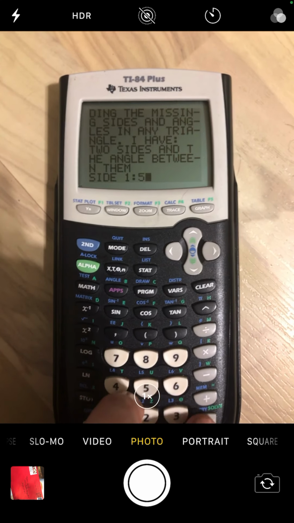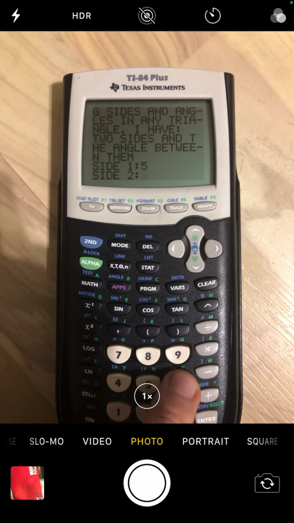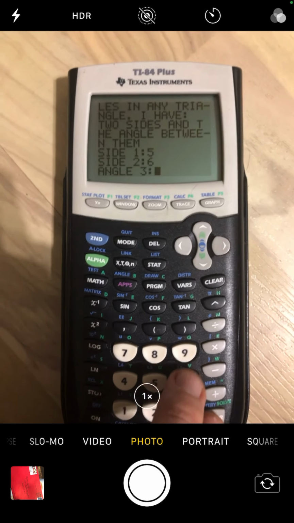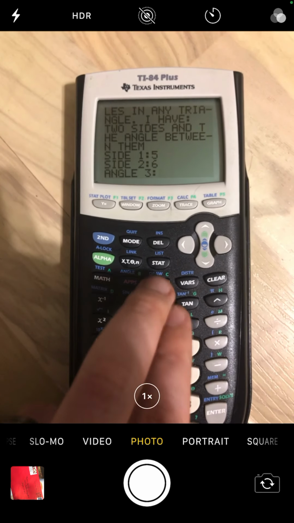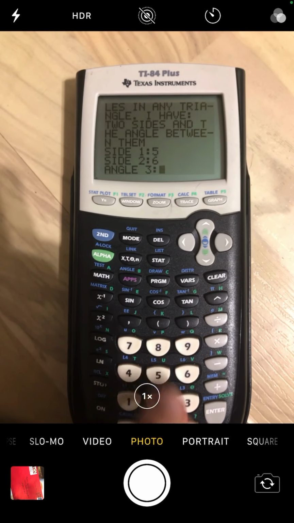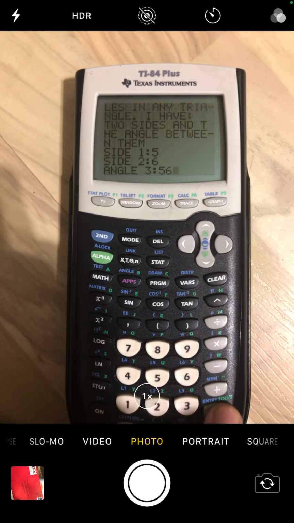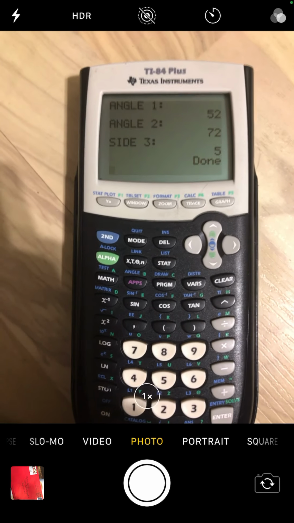Side 1 is 5. Side 2 is 6. And then angle 3, meaning it's not connected to side 1 or side 2. It's not a single side angle pair. We don't have a side angle pair. So let's say that's 56 degrees. Okay. And then there you go.